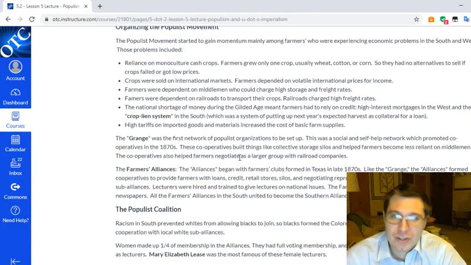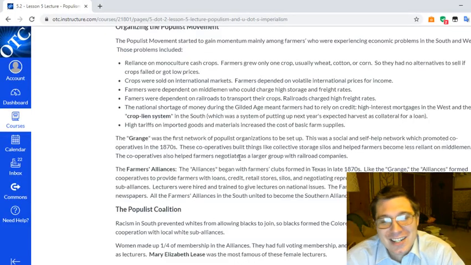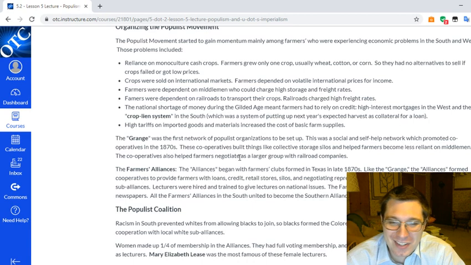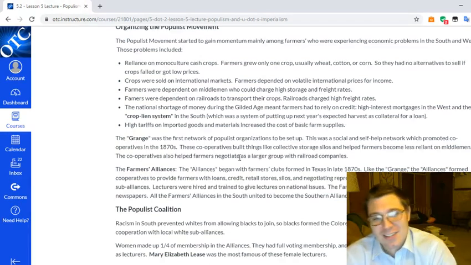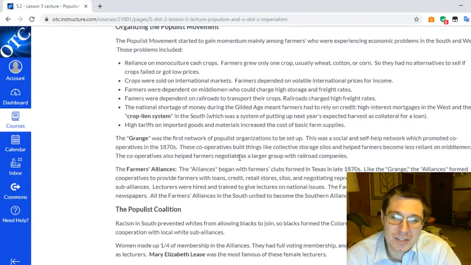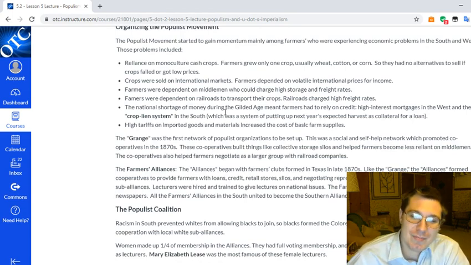Like the Grange, the alliances formed cooperatives to provide farmers with loans, credit, retail stores, silos, and negotiating representatives. Neighborhood chapters were called sub-alliances. Lecturers were hired and trained to give lectures on national issues. The farmers' alliances even published their own alliance newspapers. All the farmers' alliances in the South united to become the Southern Alliance with 1 million members by 1890. So really a mass movement.